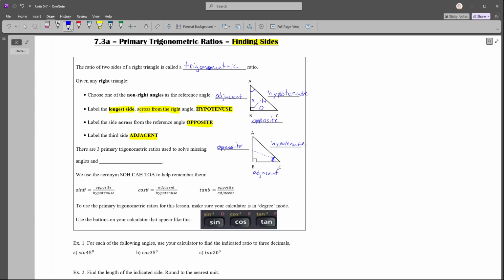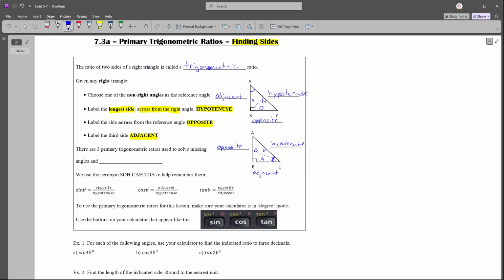The one that is next to it. Okay. So again, use the short form. There's our H, there's our O, and there's our A. You can see, compared to the first triangle, they're actually in different locations. And that's because it's always relative to your reference angle. The opposite is always across from your reference angle. The adjacent is always touching your reference angle.